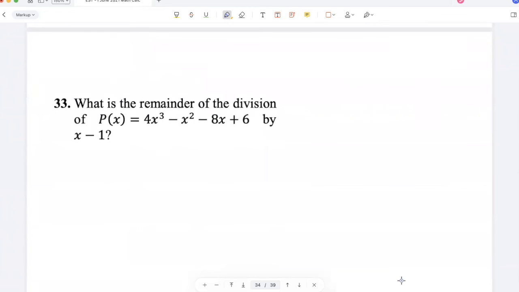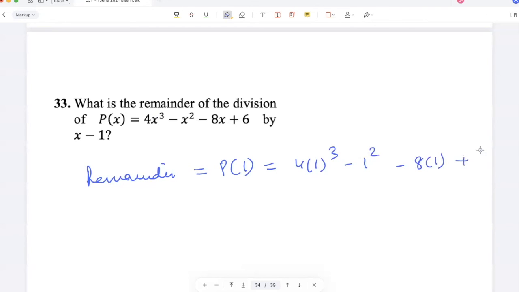What is the remainder of the division of this by x minus 1? So we apply the remainder theorem when we divide a function by x minus a. The remainder is the value of the function at a. So here the remainder would be p of 1, which is 4 times 1 cube minus 1 square minus 8 times 1 plus 6. So 4 minus 1 minus 8 plus 6. So 4 plus 6, 10. 10 minus 9 is 1. So the remainder is 1.